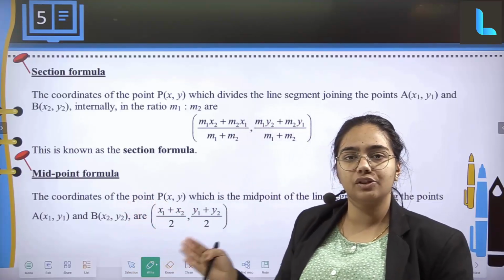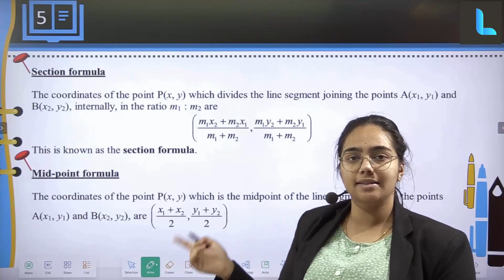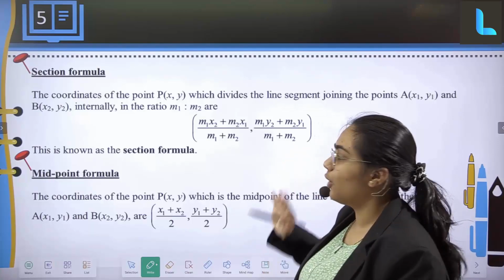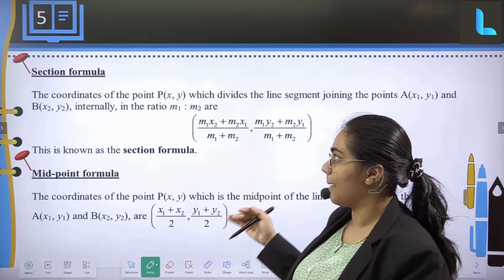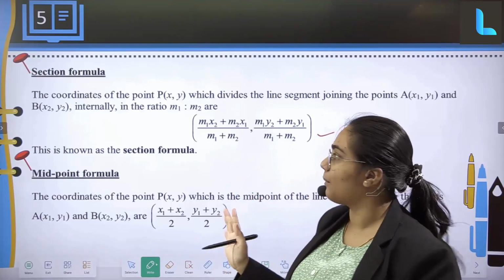What was the first formula which we learned? It was the distance formula, which was the square root of (x2 minus x1) the whole square plus (y2 minus y1) the whole square. So you have very few formulas in this chapter, but only the formulas are going to take an important role.